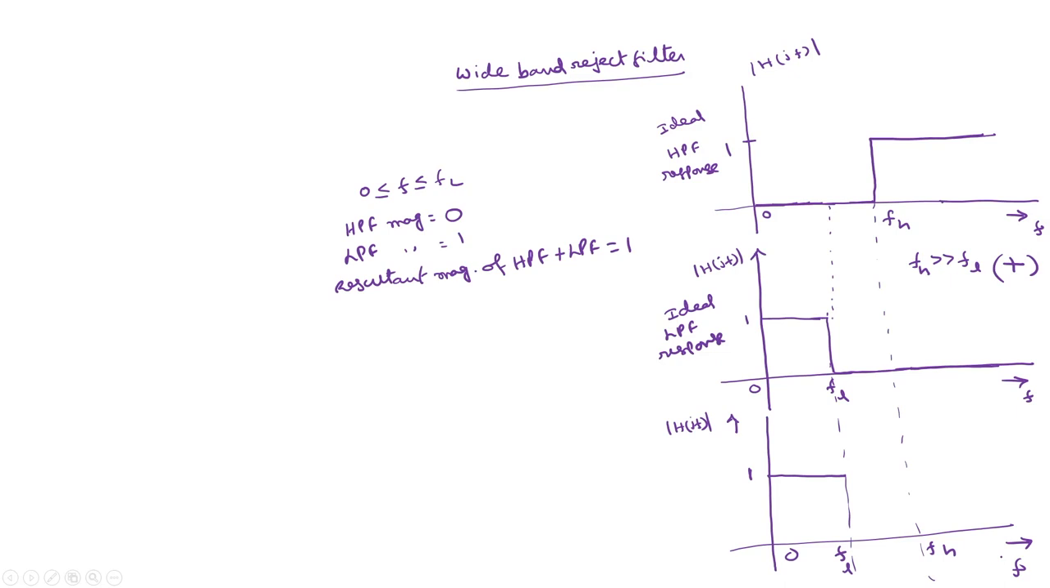From FL to FH, the high pass is 0 and the low pass is also 0. So, 0 plus 0 is 0. So this response will have 0 response between FL to FH.